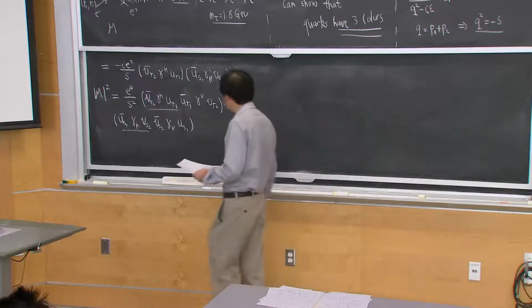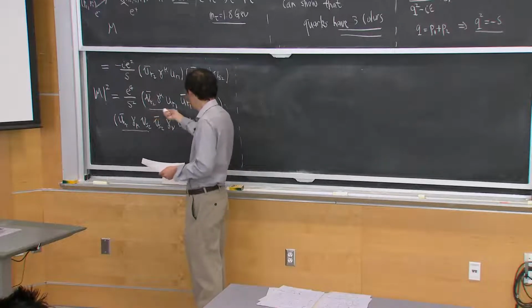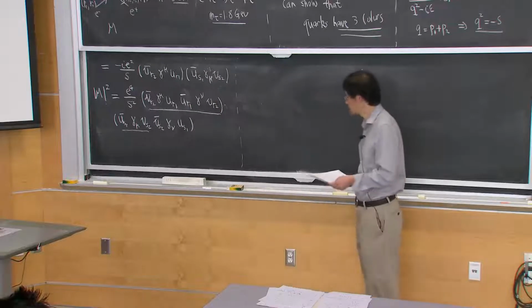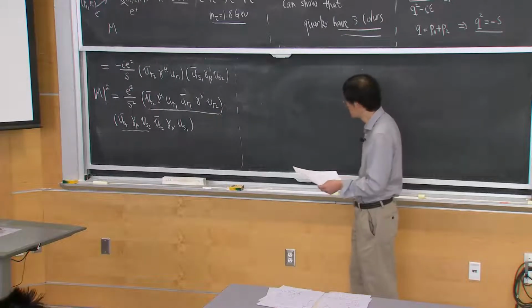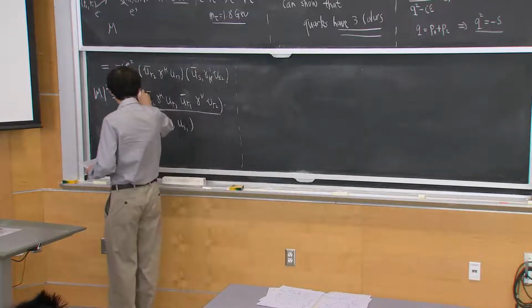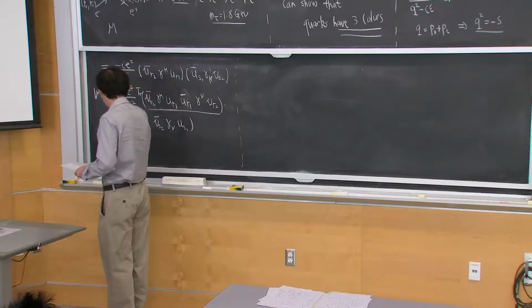So the first trick is that this is a number. Since this is a number, I can put a trace outside of it, because the trace of a number is just a number.